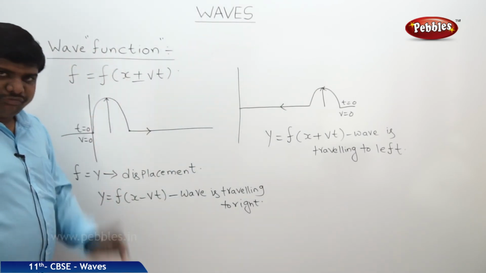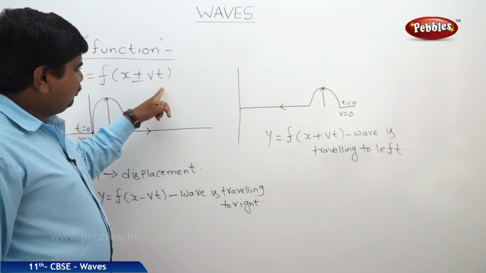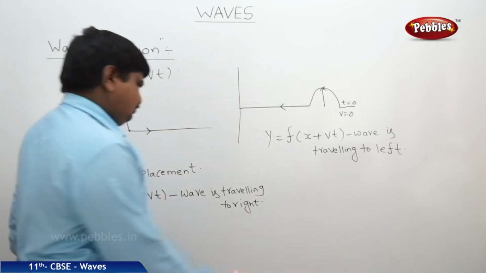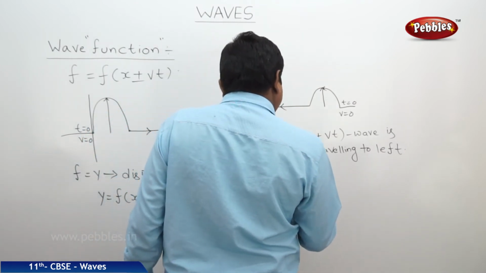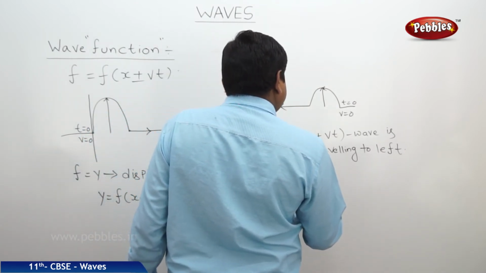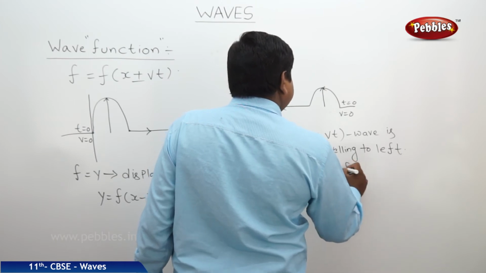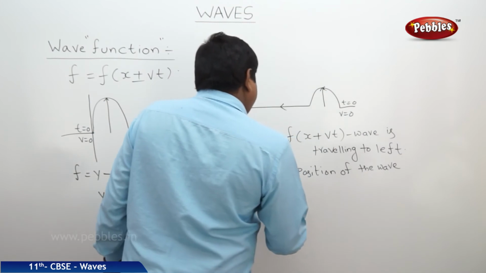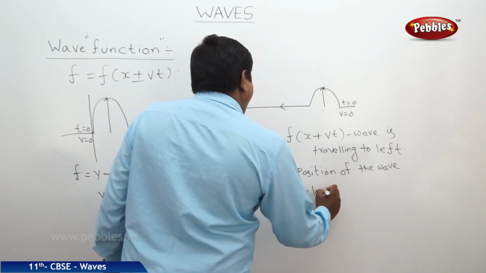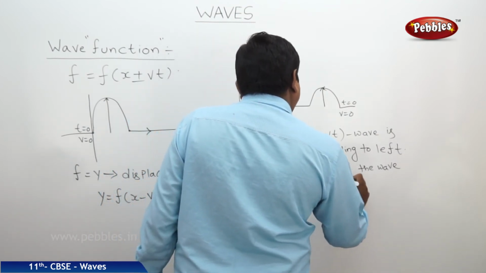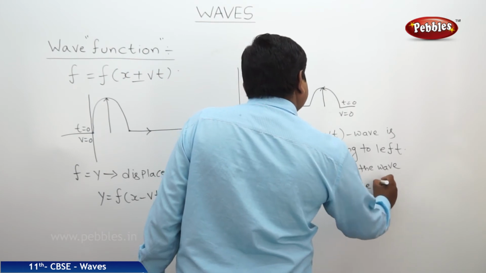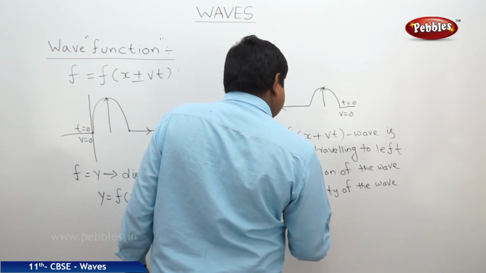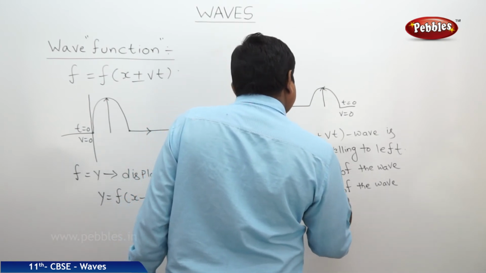Which function? Wave function. So here the wave function is represented with position, velocity, time. So x is the position of the wave, v is the velocity of the wave, t is the time period of the wave.